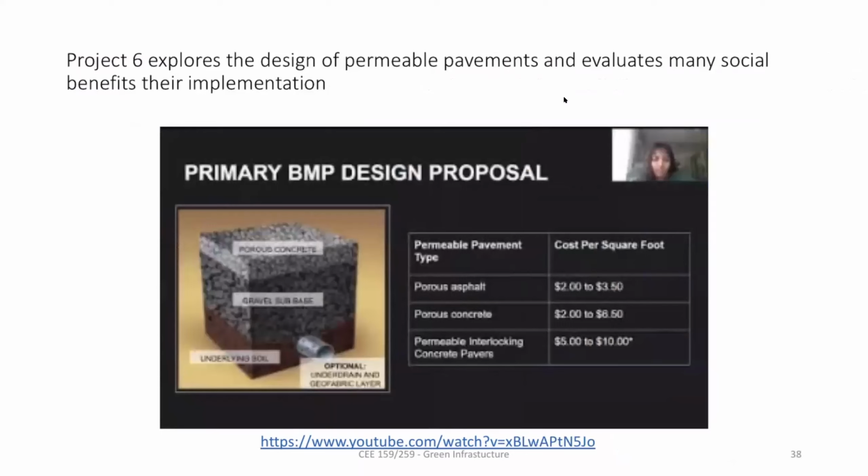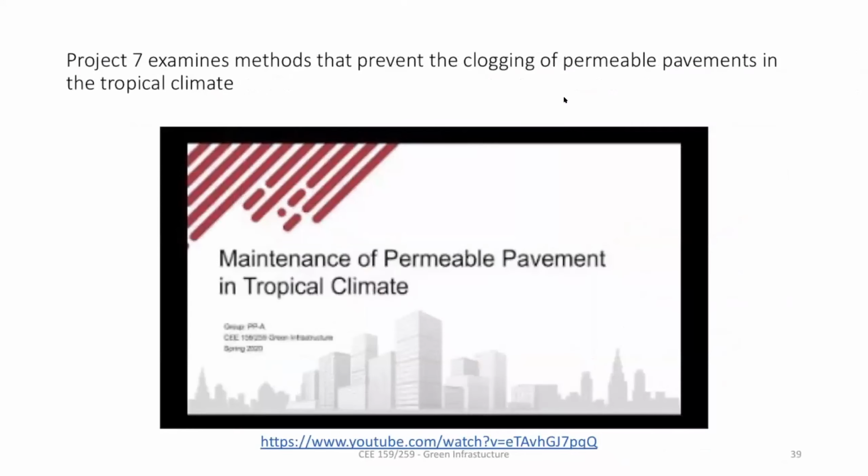Project 6 explores the design of permeable pavements and evaluates many social benefits for their implementations. So that's mostly on how it works, and they talk about other aspects of it. The last project also talks about permeable pavements, but in a different climate, a tropical climate.